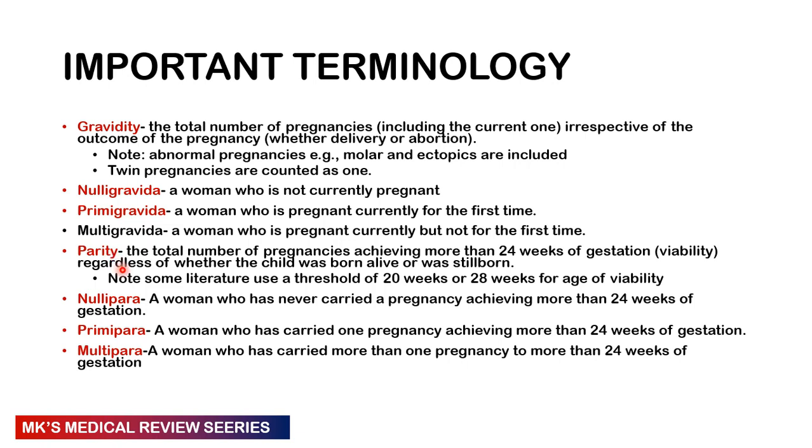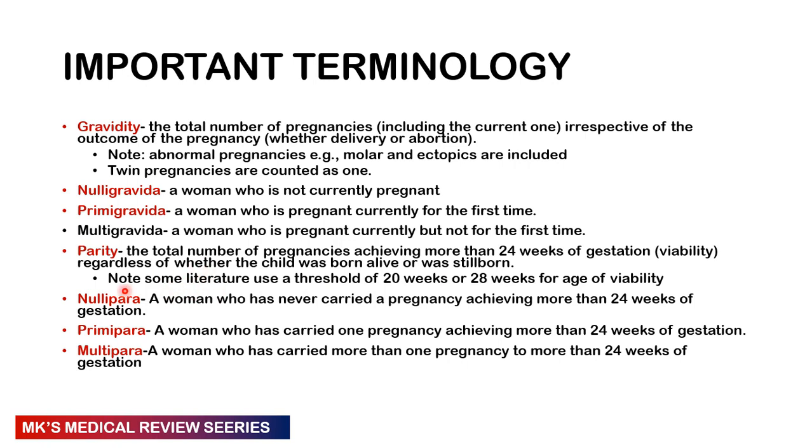Then when you talk about parity, this is just simply the total number of pregnancies that this woman has carried past the age of viability. Remember, the age of viability varies with different organizations, different countries, but generally with the WHO, it's put at a benchmark of 24 weeks. So a woman that has carried a pregnancy beyond 24 weeks, regardless of the outcome, whether the child is born alive or it's a stillbirth. But some literature use a threshold of 20 weeks, others use a threshold of 28. But for the rest of this lecture, we'll be using a threshold of 24 weeks.